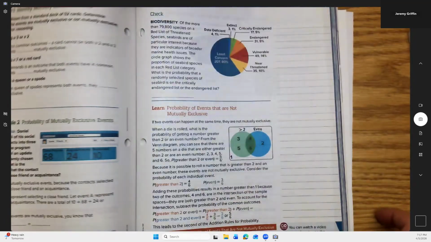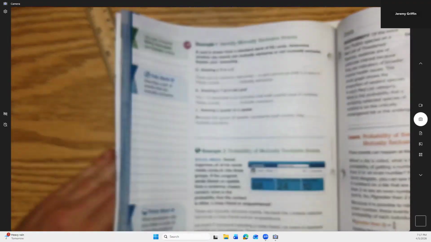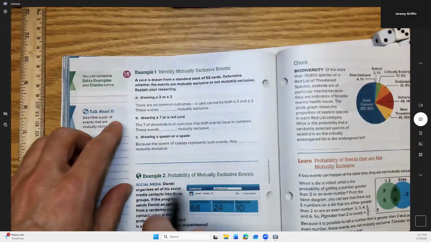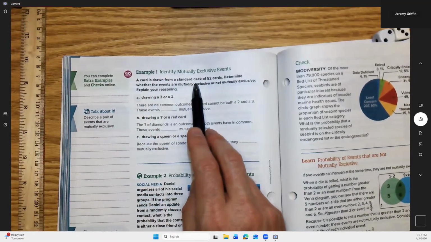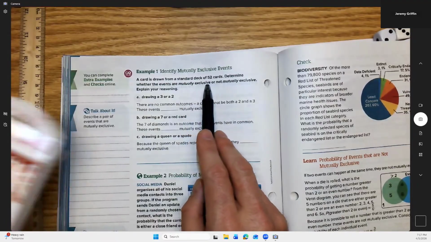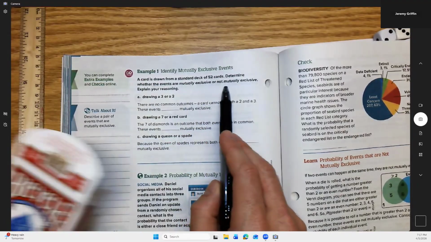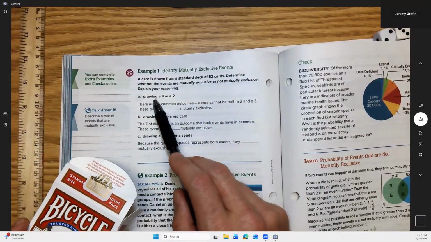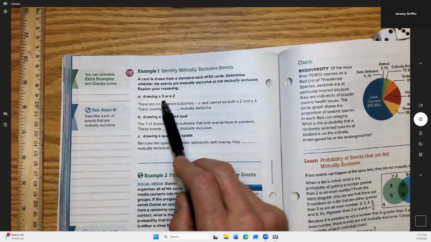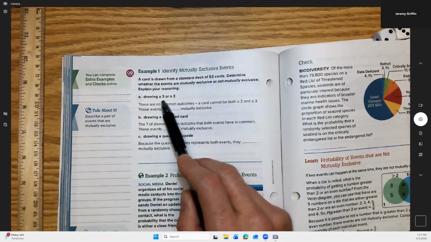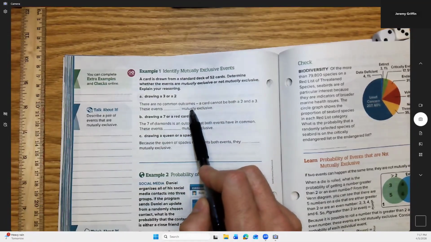All right, let's look into the examples. First example, identify mutually exclusive events. We got a standard deck of 52 cards. Determine whether the events are mutually exclusive or not mutually exclusive. Explain your reason. Drawing a three or a two. Well, if you draw a three, it's not a two, and a two is not a three. So I would say that those are mutually exclusive.